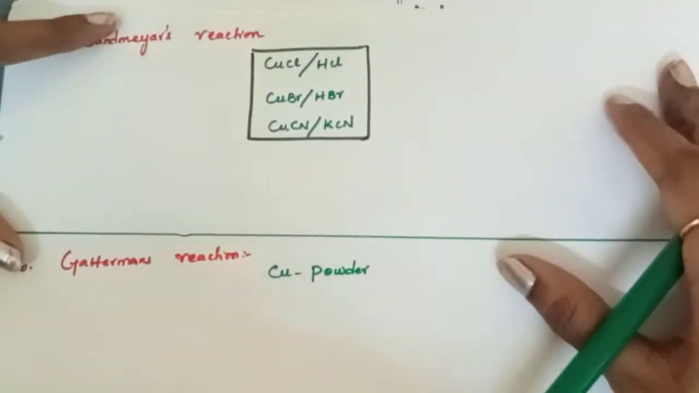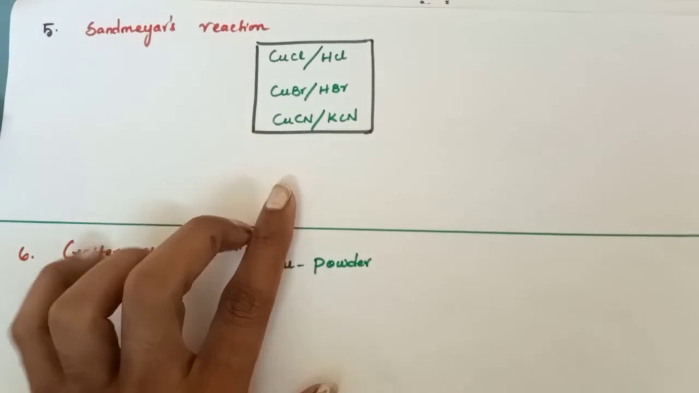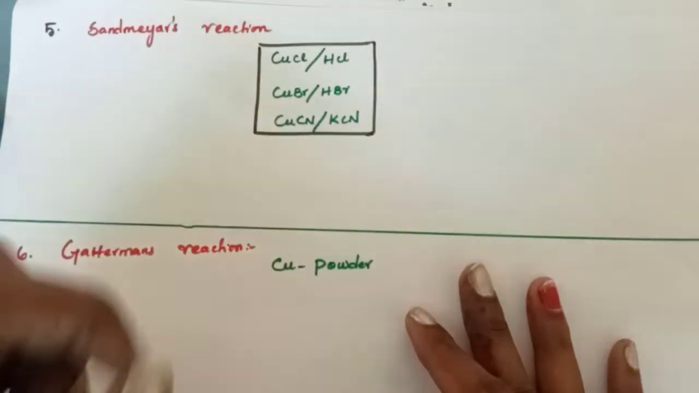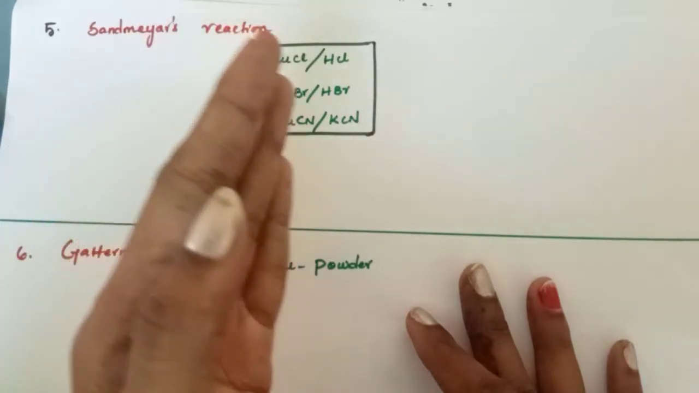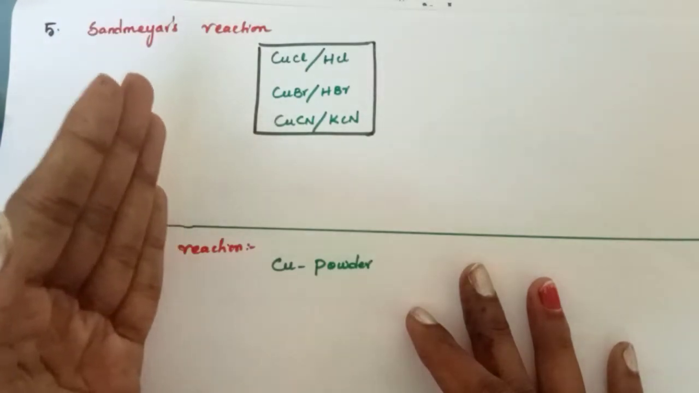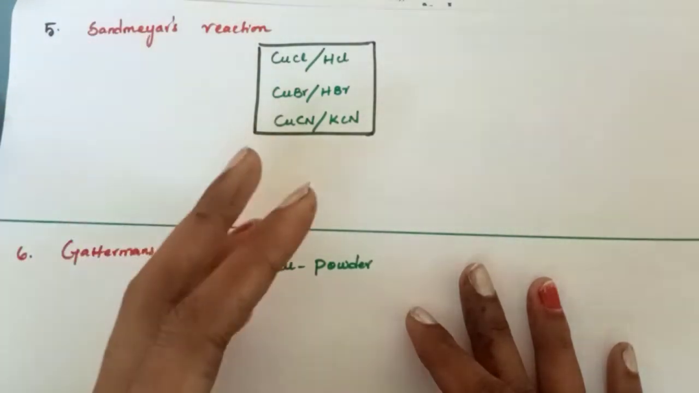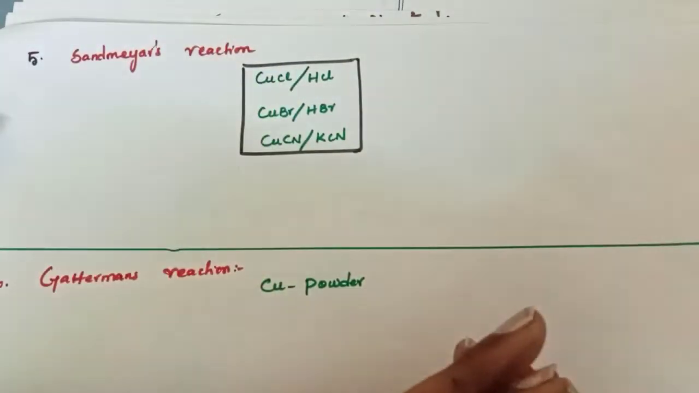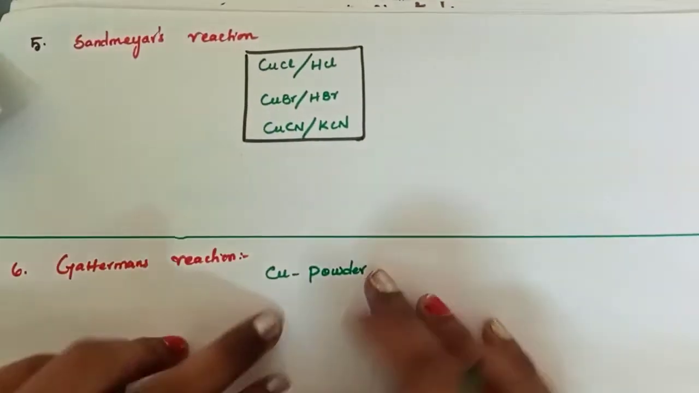The next one which is Sandmeyer's reaction. In this reaction, chlorine, bromine and cyanide nucleophiles can be easily introduced in the benzene ring, from benzene diazonium salt in the presence of cuprous chloride, which means copper ion. So this reaction we call as Sandmeyer's reaction.